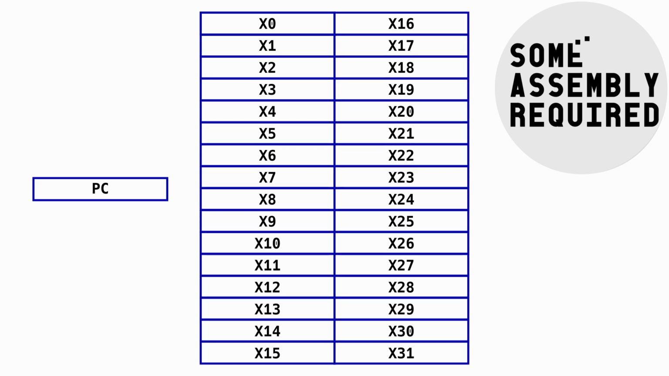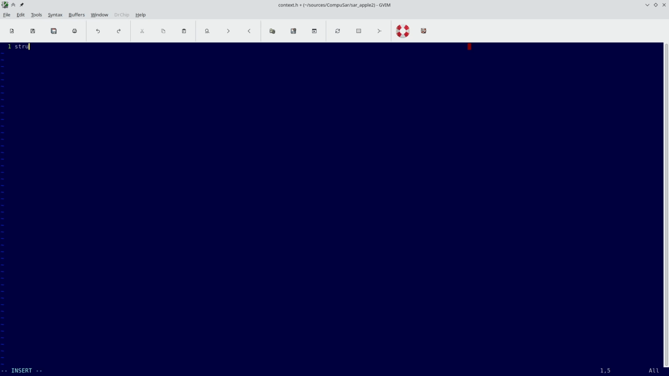So to save the registers, the first thing we need to do is create a struct with room for all of them. We'll call the struct context, and it'll have the 32 registers and the PC. Except if we do that, we're storing too much. Let me explain. First, there's X0.